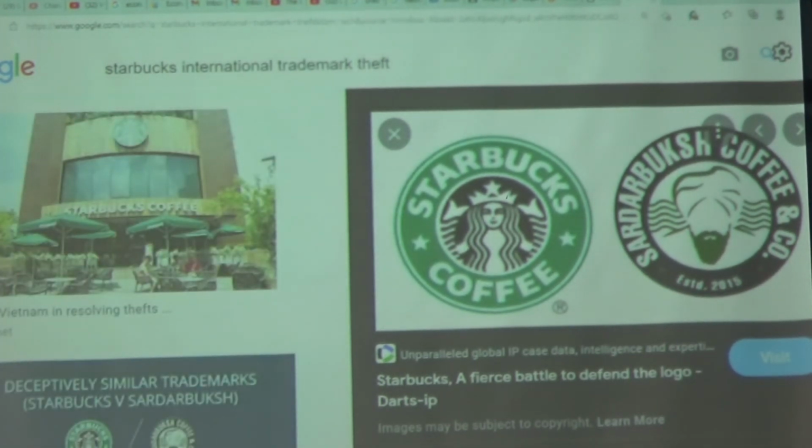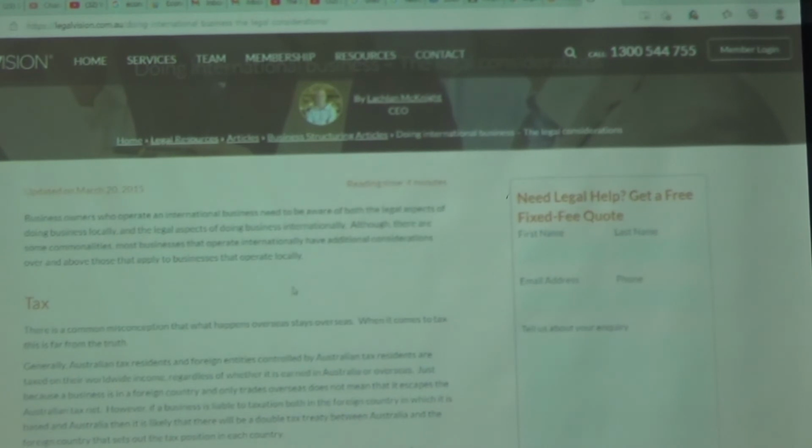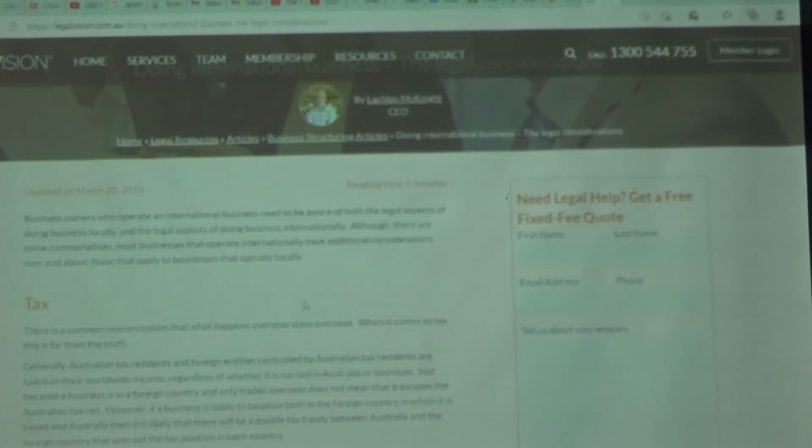So there's been a lot of cases that they have to keep fighting over and over again. And that can be protected by the Madrid Protocol. Madrid Protocol is there to help settle disputes and arguments between companies. I won't go any farther.